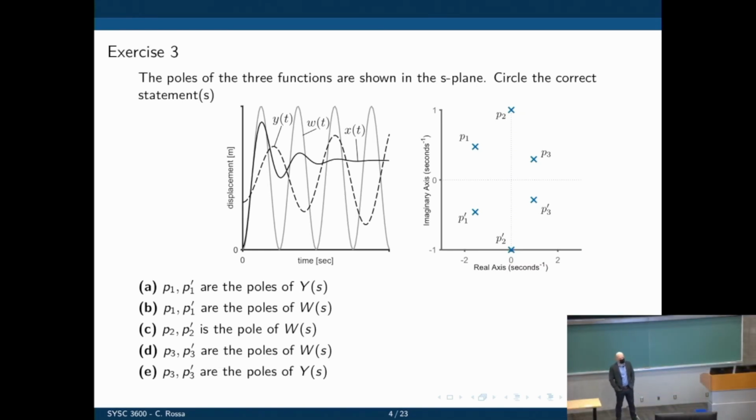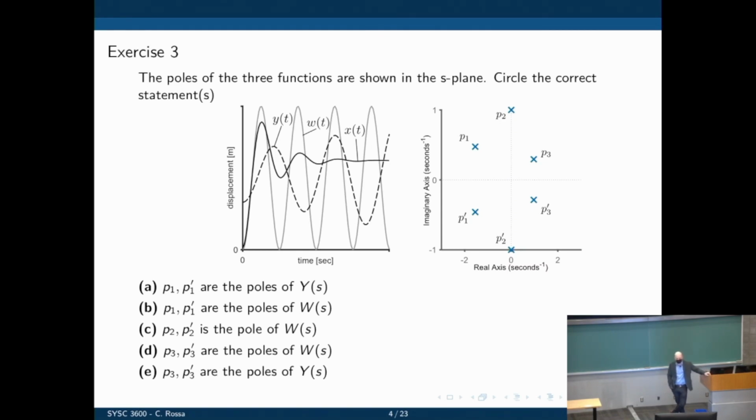Okay, so let's start with P3, which is the easiest one. Which signal does P3 correspond to? Y of t? Why is that Y of t? It is Y of t, but why is that Y of t? Y of t is like unstable. It's unstable, right? Yeah, exactly.